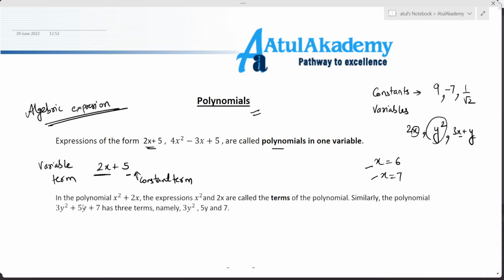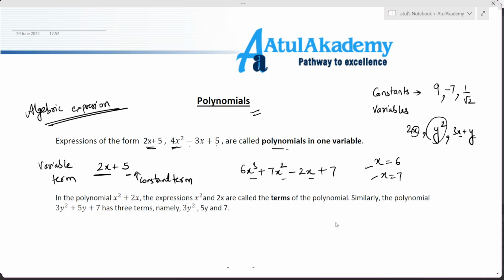Only one variable is over there. This is also an expression: 4x square minus 3x plus 5. It is also a polynomial with one variable. I can take more examples. If I take 6x cube plus 7x square minus 2x plus 7, this is also a polynomial with one variable only. If you see, I'm using only one variable.